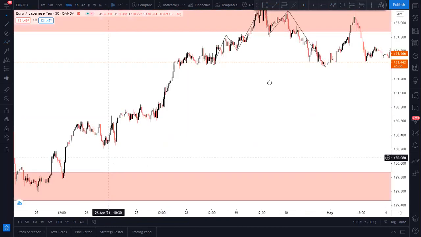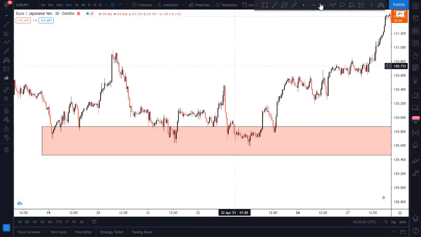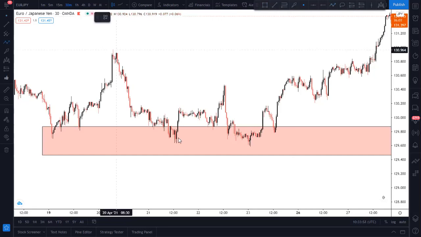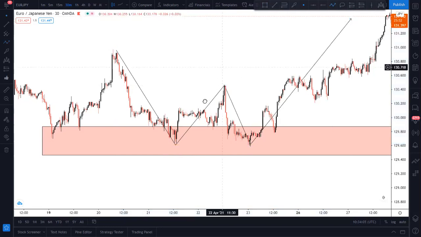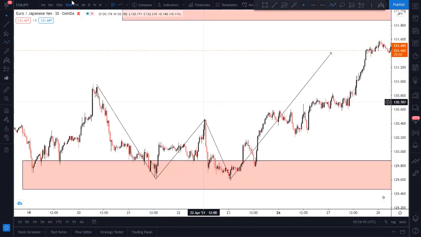Let's go to the next one. I see what from here? I see an impulsive move, I see a correction, I see an impulsive move, exactly at those levels. It gives me a double top and then a push up, right? I see patterns that I am able to spot, right?